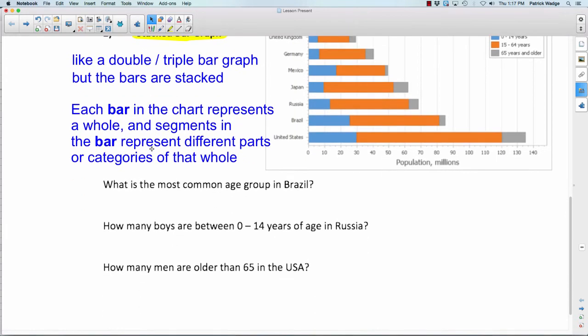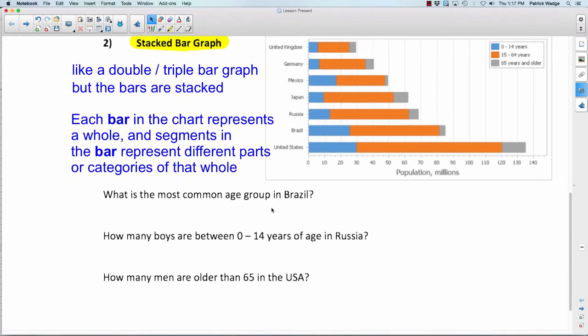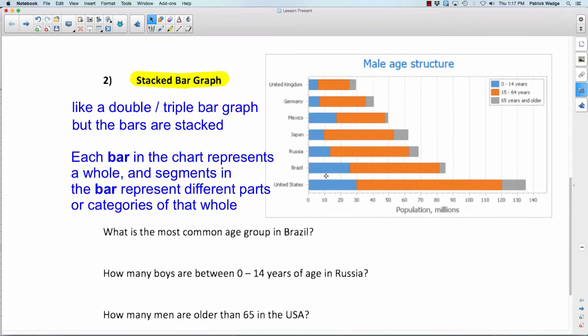So let's answer a few questions. Number 1, what's the most common age group in Brazil? So Brazil is right here, and we want to know what's the most common age group. So really, all you have to do here is look at the bars. What's the biggest bar? Blue, orange, or gray? Orange is definitely the biggest. Orange is 15 to 64. So if you're not actually interested in actual numbers, this can be a good graph to use. If you want actual numbers, it's not as great.